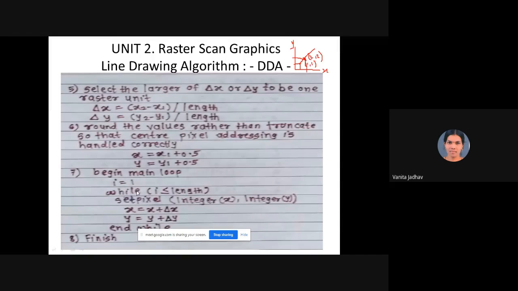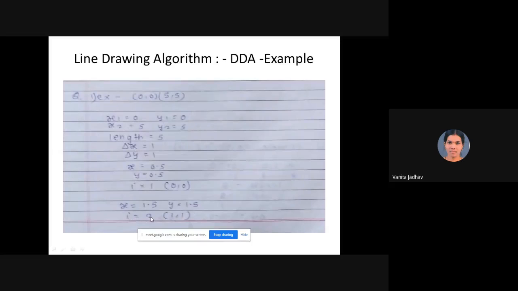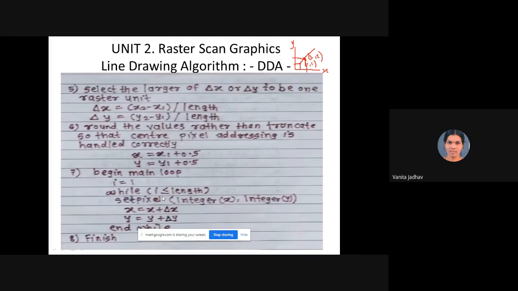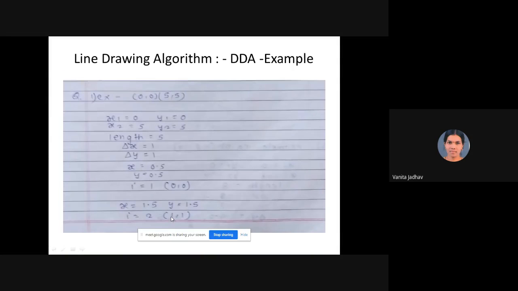So I will be incremented. So the value of I becomes now 2. It's the while loop, value of I gets incremented. So I is equal to 2. So once I becomes 2, again 2 is less than or equal to 5 length. So condition is true. Again set pixel. So now what is integer of 1.5? So this value will be integer of 1.5, integer of 1.5. So it will be 1, 1. Good. So we are plotting the pixel 1, 1.